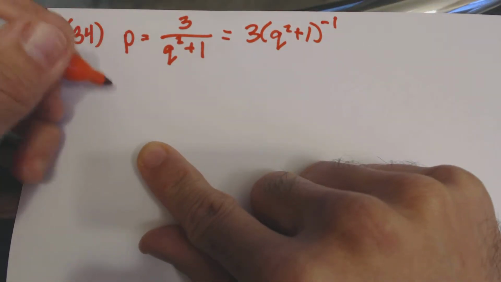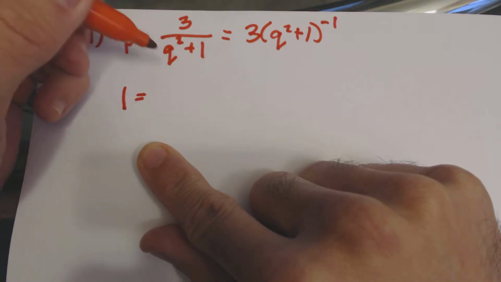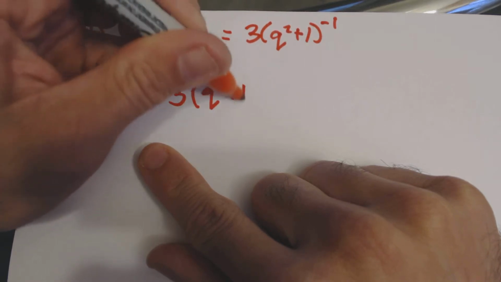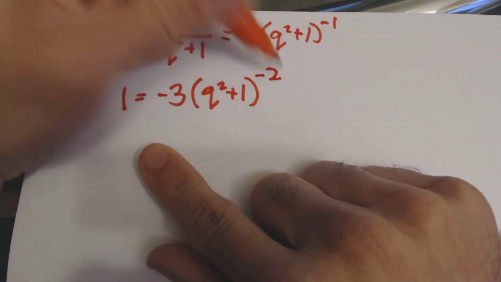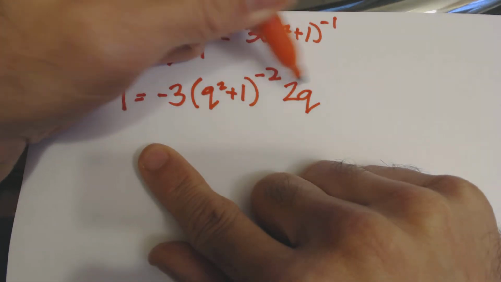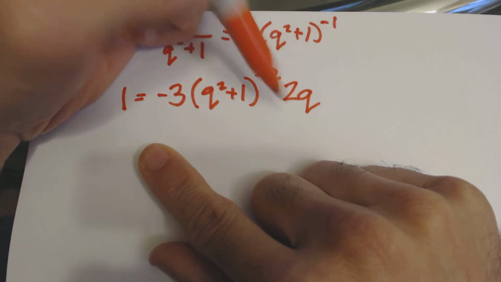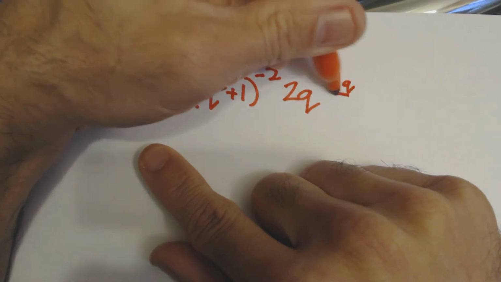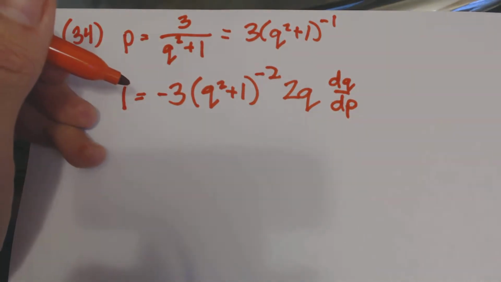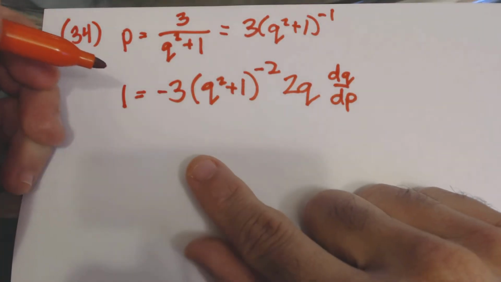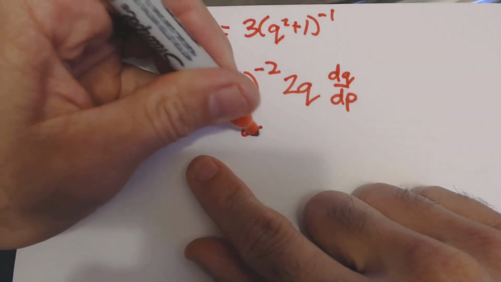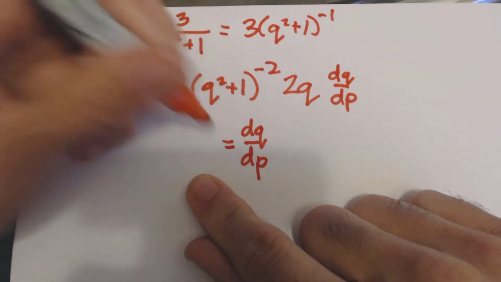Okay, so taking the derivative of P, that's just 1. And then we have negative 3 times (Q squared plus 1). We're using the chain rule here. And then we're going to take the derivative of the inside function, which is going to be 2Q. And then we take the derivative of the Q with respect to P, so we're going to have dQ/dP. This is again an inception problem. Multi-layered, multi-composition problem.